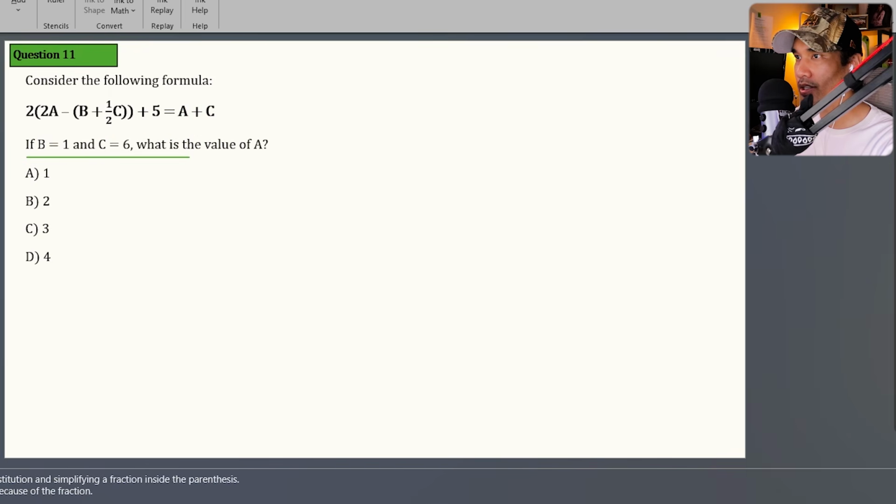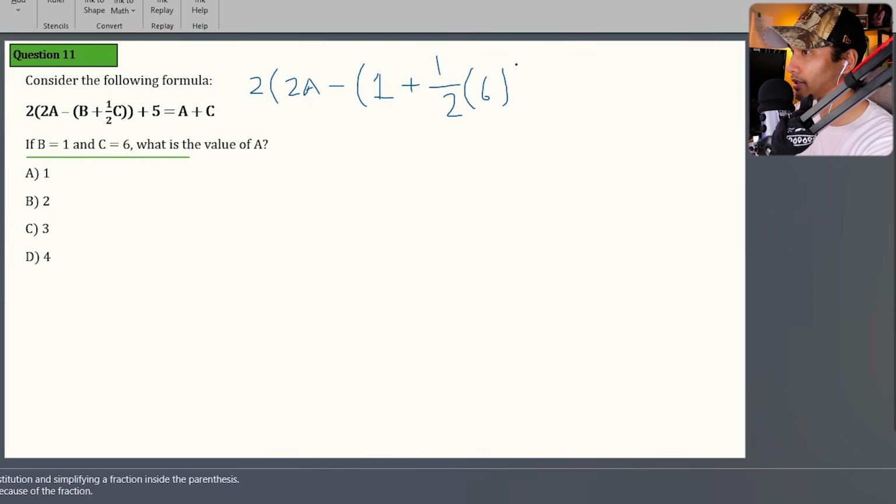Let's move on to question 11. Consider the following formula, where B equals 1, C equals 6. What is the value of A? So for this question, I would just rewrite everything super quick, filling in for the variables. So we have 2A minus 1 plus 1/2, and then C is 6 plus 5 equals A plus 6.